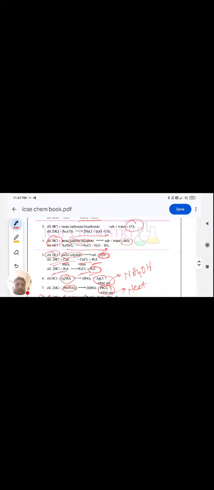Then dilute HCl with sulfite will give you sulfur dioxide, and the observation for sulfur dioxide is a suffocating gas which turns lime water milky and decolorizes potassium permanganate. And with metal sulfide it will give you hydrogen sulfide gas, which has a rotten egg smell. And with silver nitrate it gives white precipitate which is soluble in excess ammonium hydroxide, and with lead nitrate it gives white precipitate of lead chloride which dissolves on heating.